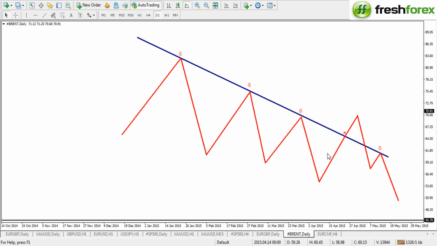So this is another way a false breakout could happen. It does not necessarily have to be a horizontal trend line or horizontal level. It could be a trend line. And in this case, this is the example. You use a trend line as a resistance, price goes beyond it, goes again below it, sell this one.